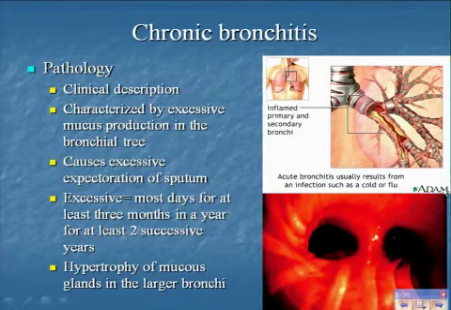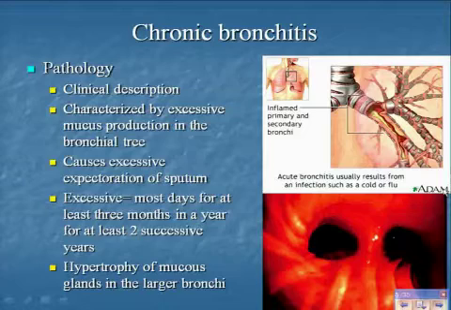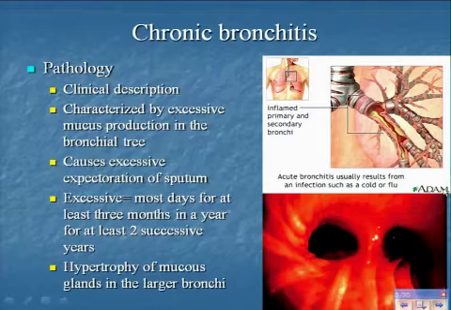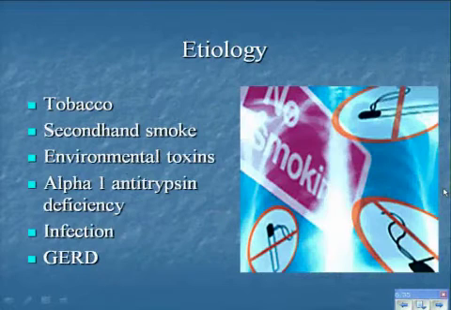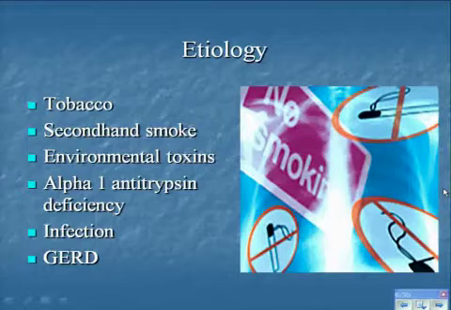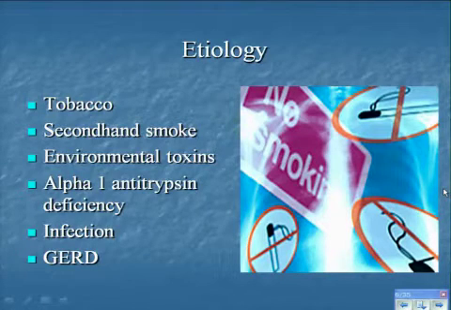When you look down, this is what their mucosa looks like. You can see that it's red. It's very hyperemic. They also get hypertrophy of the mucus glands in the large bronchi, and what they'll do is get hypersecretion from these mucus glands. Etiology is usually smoking, secondhand smoke, environmental toxins, and could be alpha-1 antitrypsin deficiency, like I said before. That makes the disease occur more rapidly.